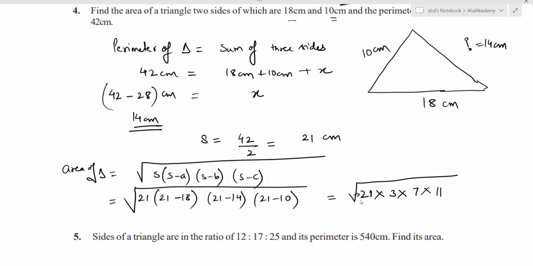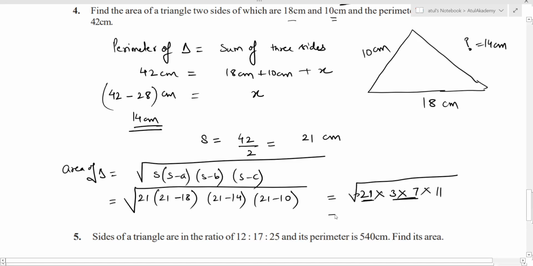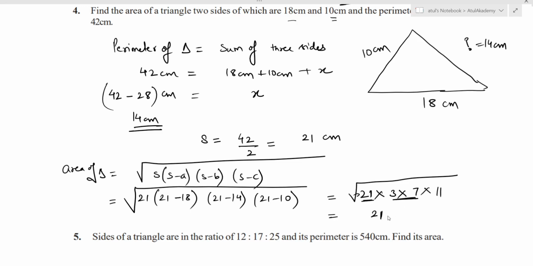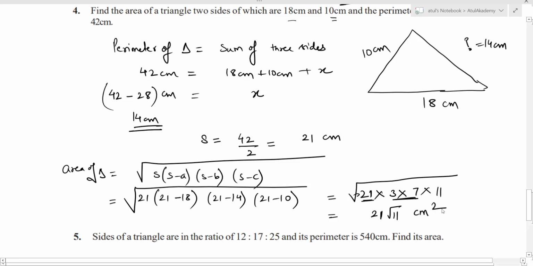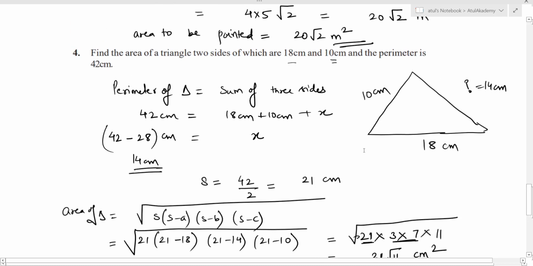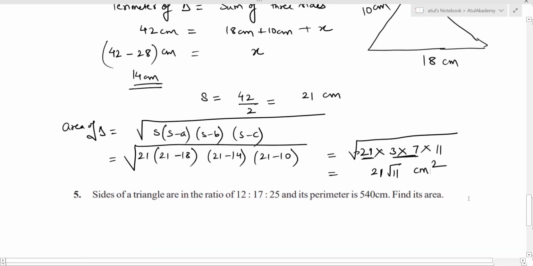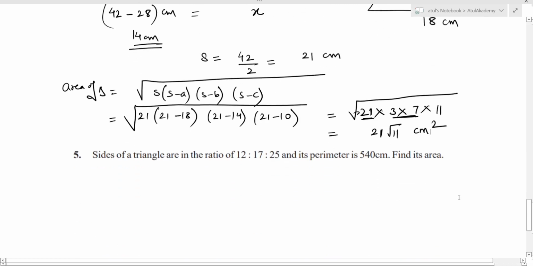I know this pair very well. What is this pair? That's 21 and this is also 21. So I can take it out. 21. 11 will be as it is. So 21 root 11 centimeter square is the required area of this triangle. Clear? What's the area of the triangle? That's 21 root 11 centimeter square. I hope this is also clear, students. Let's move to the next question.